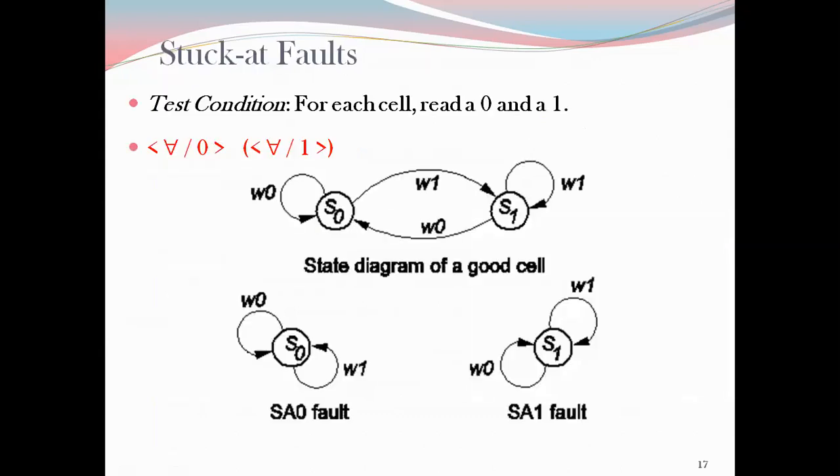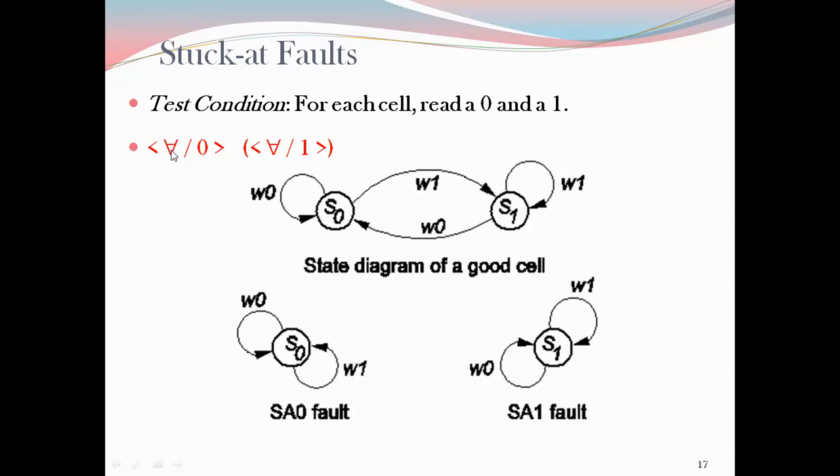So first we come to stuck at faults. In the stuck at faults, we have to see what? We have to read the value 0 and read the value 1 in each cell. After writing the value 0, I have to read a 0. After writing the value 1, I have to read the value 1. If the values are changing as expected, it means there is no stuck at fault. If it is not changing, it means there is a stuck at fault. So this is the representation of the fault.